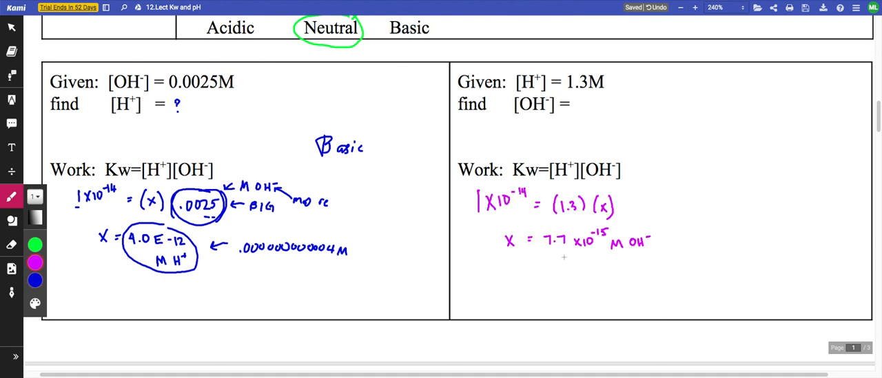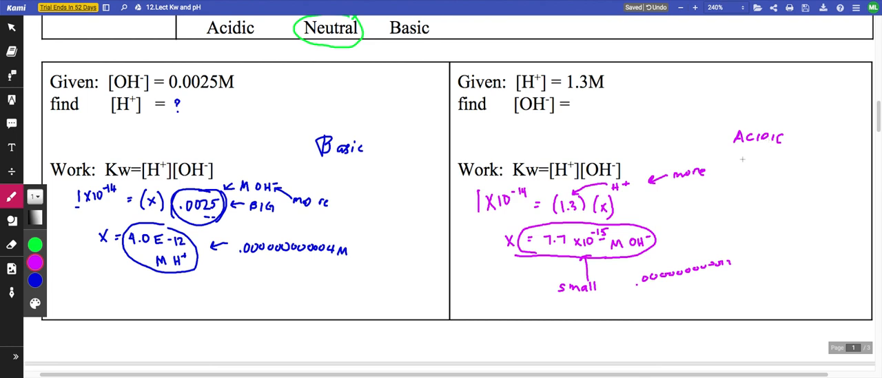Okay, I got this answer right here. And if I look at it, oh my goodness, is that a big number to you or a small number? That is a very small number because it is to the negative 15. That means 0.1, 2, 3, 4, 14 zeros, and so on, and a 7 and a 7. I didn't do 14 zeros. Okay, but that's really, really small. This number is obviously bigger, which means there are more H pluses, which means this beaker is going to be acidic. Okay, and that's all.